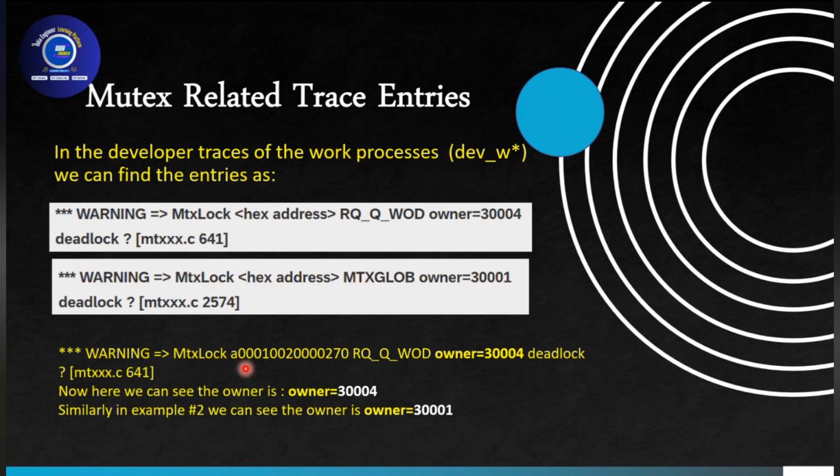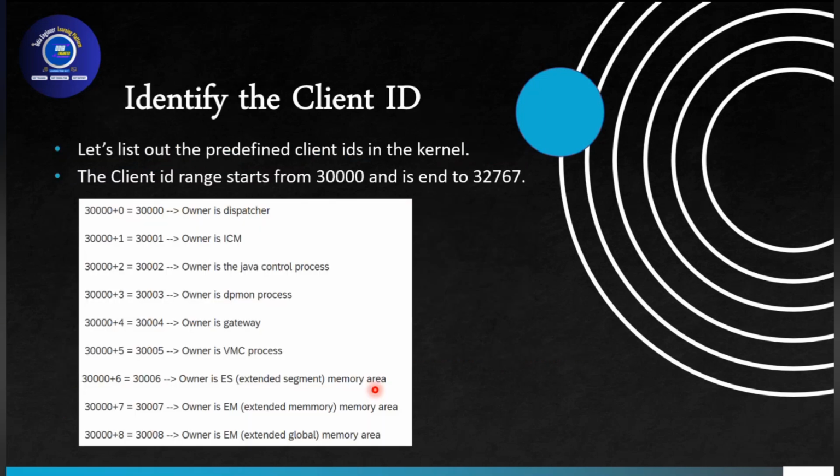Okay, so the thing is, you need to always look who is the owner. This is very important. After that, you will be doing this troubleshooting. So first thing is you're going to identify the owner is 30,004. What's the significance? We'll discuss it a little later. For now, you need to remember the owner ID. So 30,004, and you can see there's a deadlock and the owner is this.